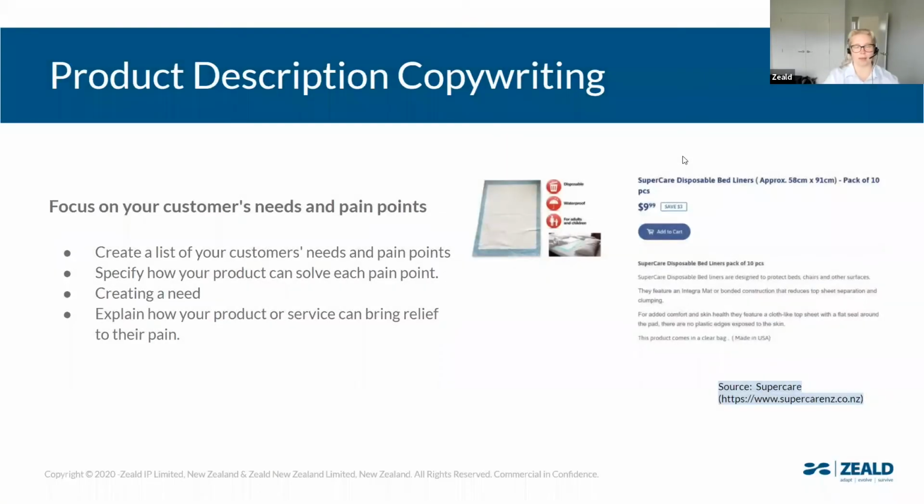And then another area of your product that you need to make sure the product description is focusing on, carrying on from features and benefits really, is highlighting your customers' needs and pain points. Generally you do it when you're creating your persona as well. You put together a list of your customers' needs and pain points. So why would they be buying this product from you? And then you will be marking out how your product can solve each of these pain points.